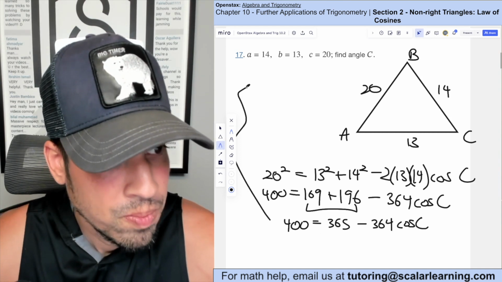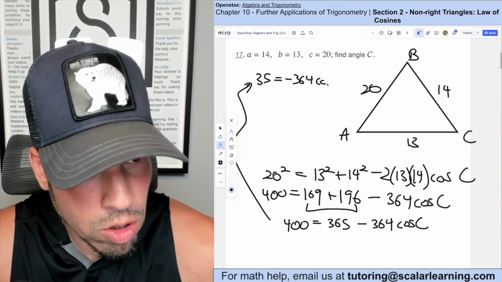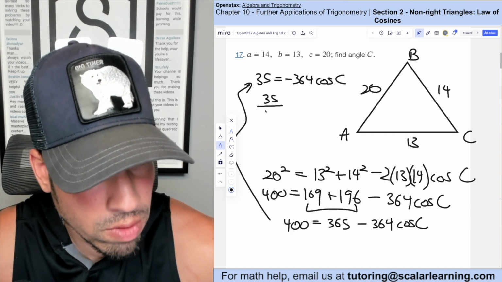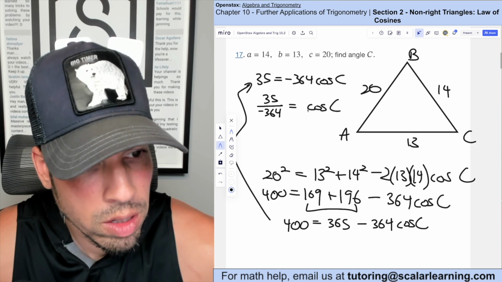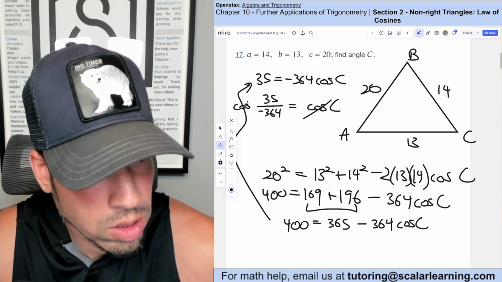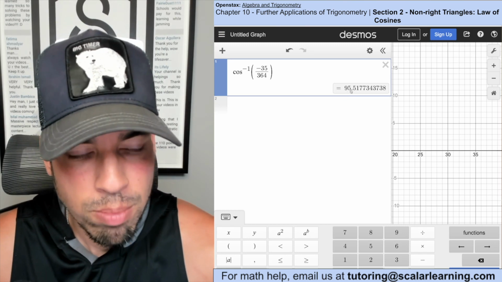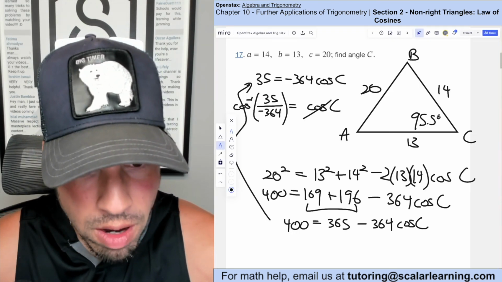We get 35 equals negative 364 cosine of C. Then we're going to divide by negative 364. So we get 35 over negative 364. And then last step, we have to get rid of the cosine. We have to take arc cosine of both sides. Let's plug that into Desmos now. And we get 95.5 degrees for the angle. So the answer is 95.5 degrees.